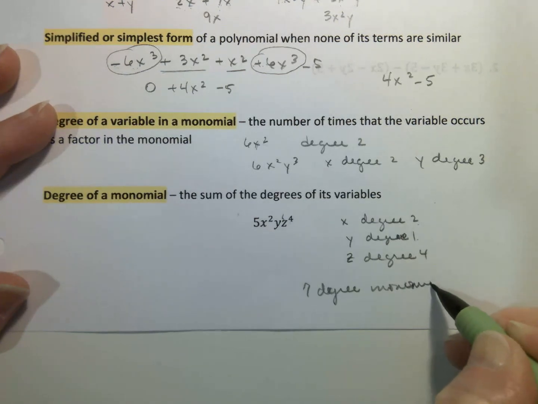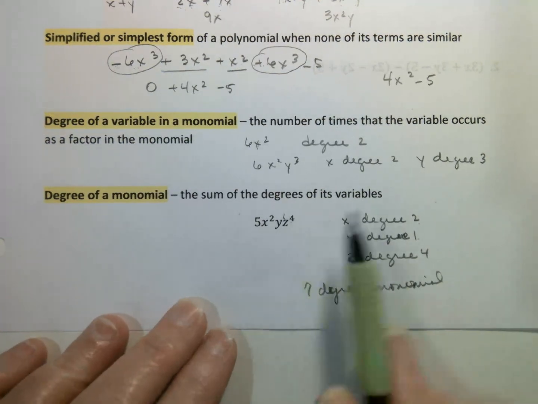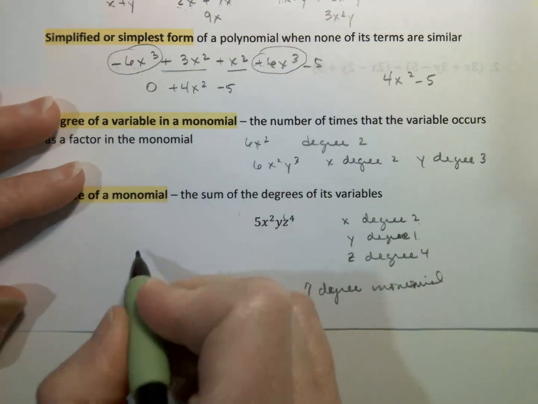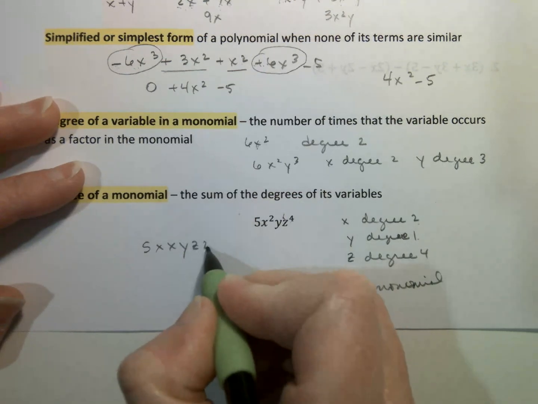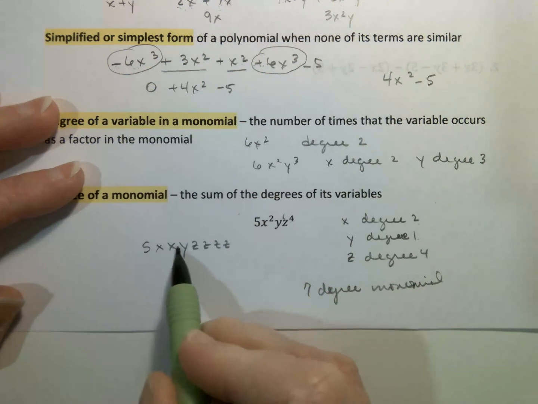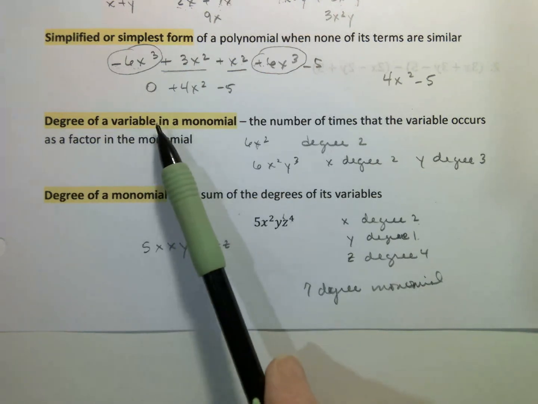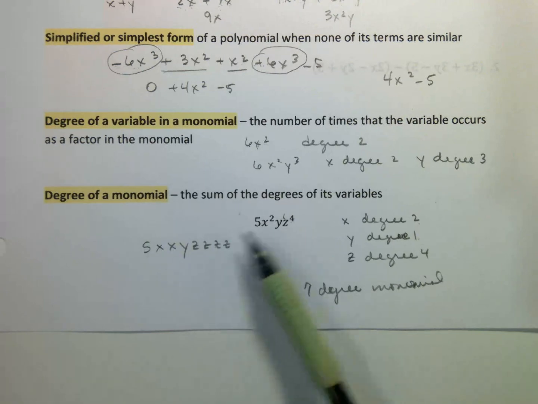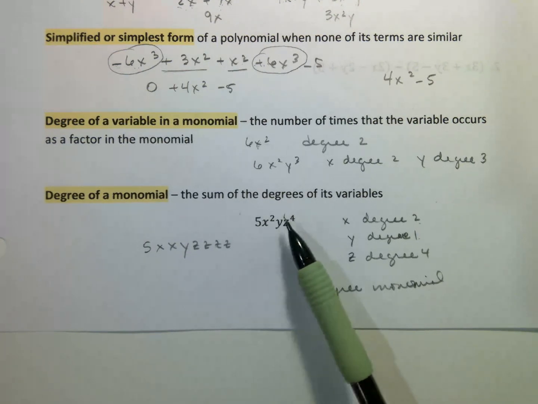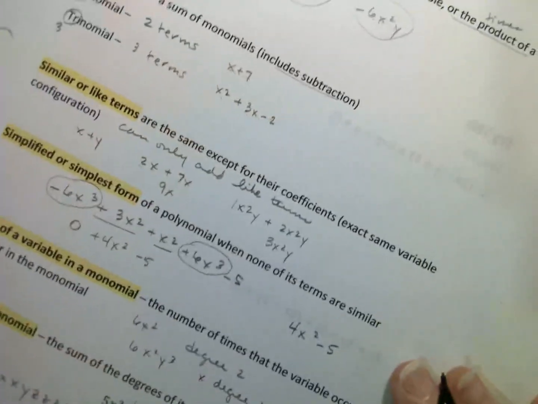I can't even spell monomial. 7-degree, which means that basically I have 7 variables in here. If I were to write this out without the exponents, it would look like this. And I would have 1, 2, 3, 4, 5, 6, 7 variables. Okay, so that's what the degree means, is how many times does a variable occur. So if it's just the degree of the variable, you're looking at the exponent. If it's the degree of the monomial, you're adding all the exponents of all the variables, and don't forget the ones. Okay, everybody always forgets the ones.